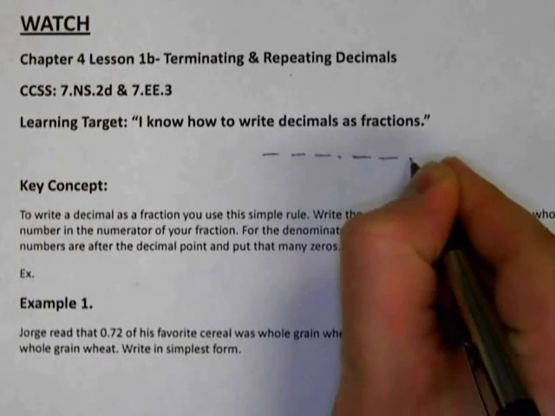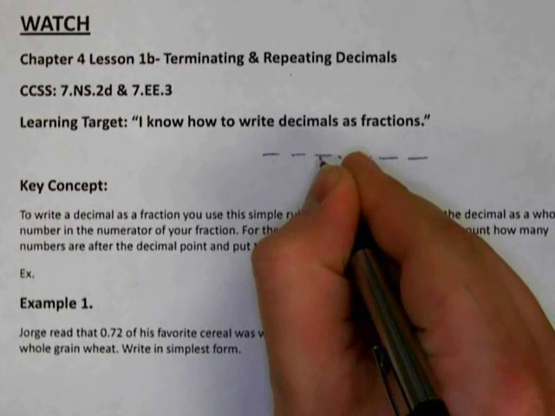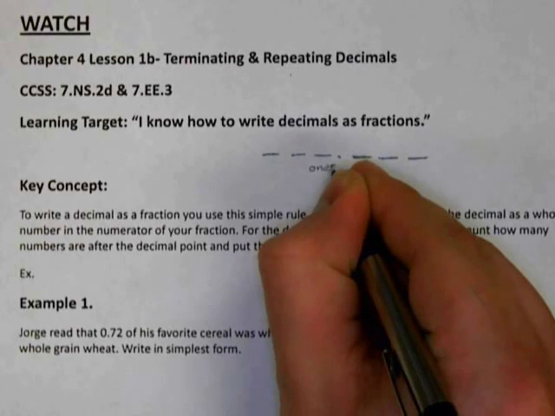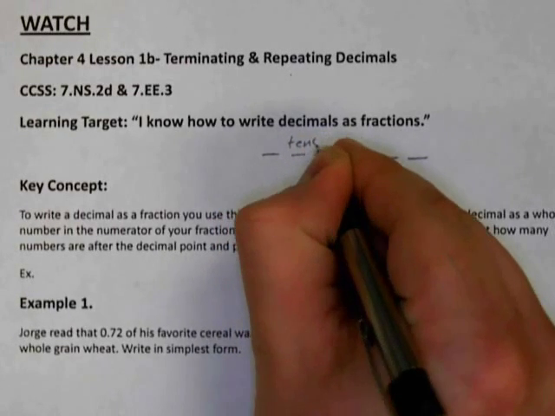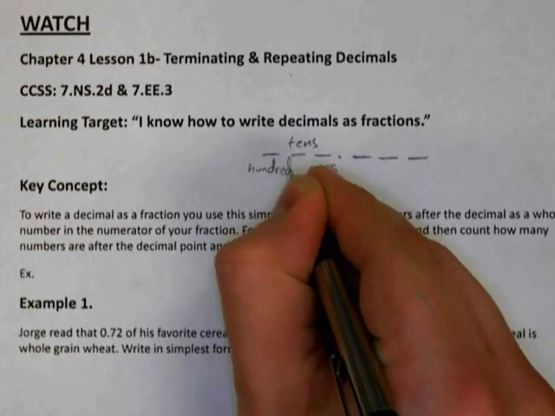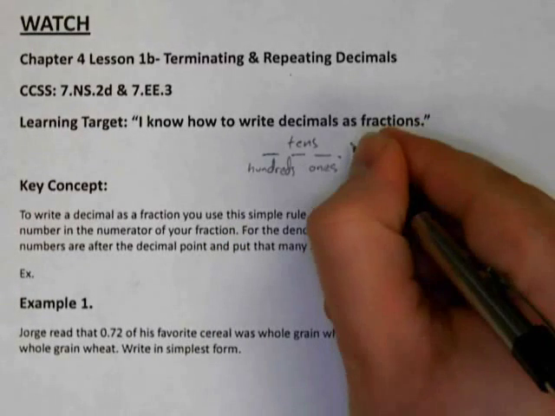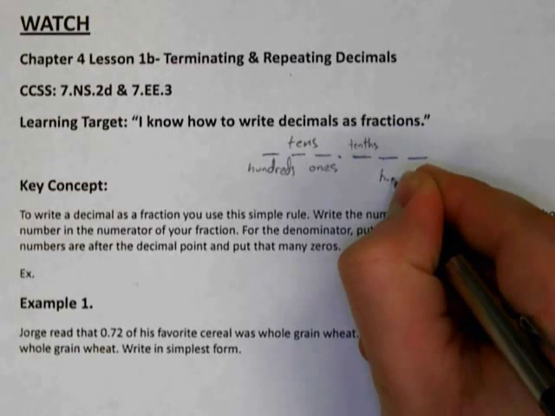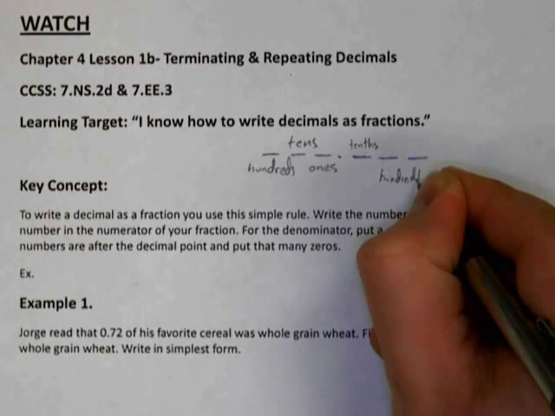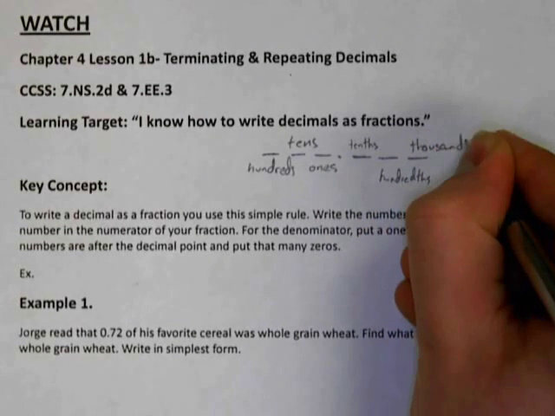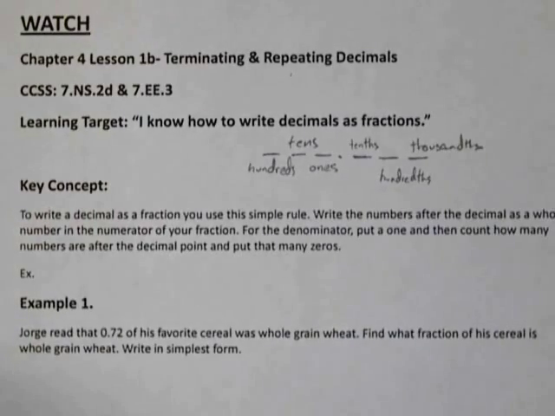We know that the first number before the decimal, that's the ones place. We have tens and hundreds. And then after the decimal, we call this tenths, hundredths, and thousandths. And I don't know how to spell it.